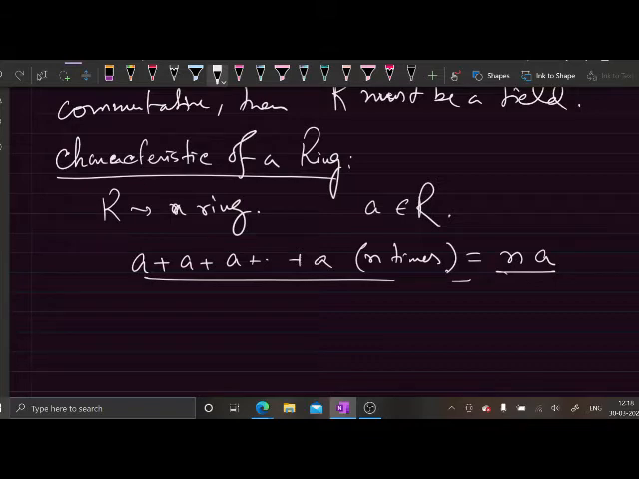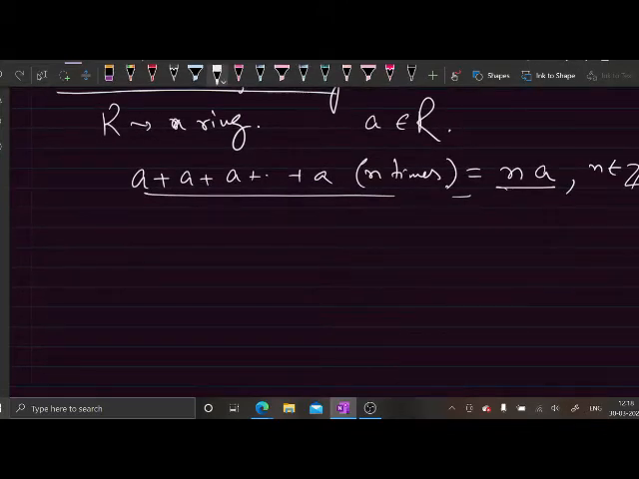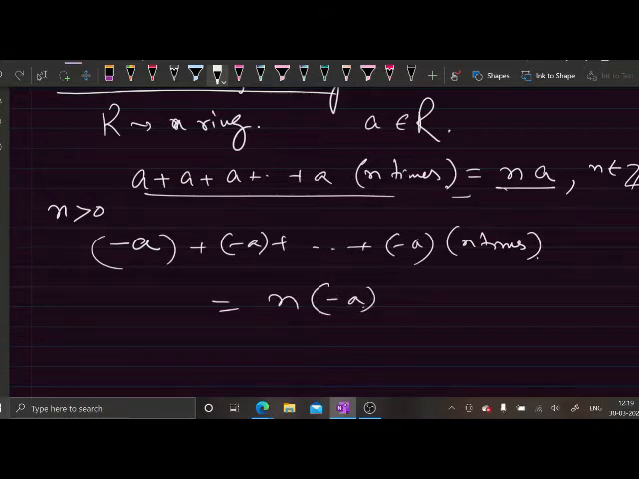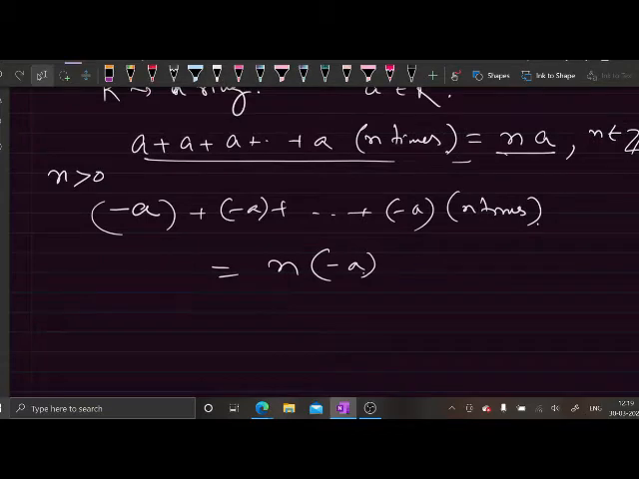This n is an integer. That means, suppose you take minus A, then minus A plus minus A plus minus A, and n greater than 0, n times, that means n times minus A.